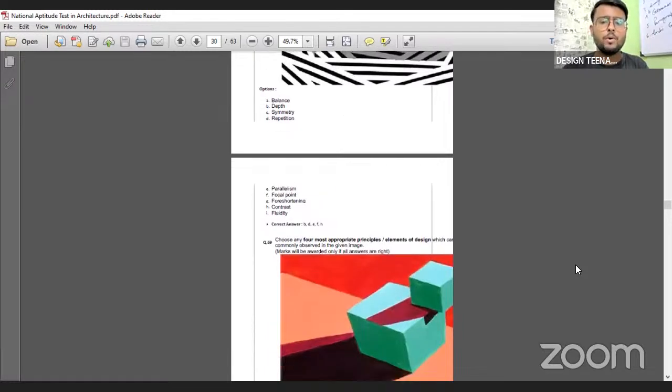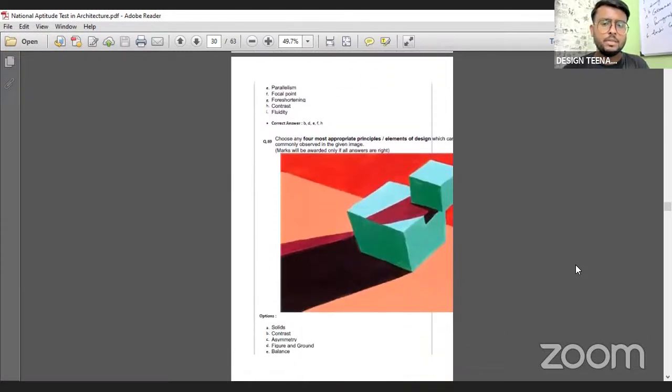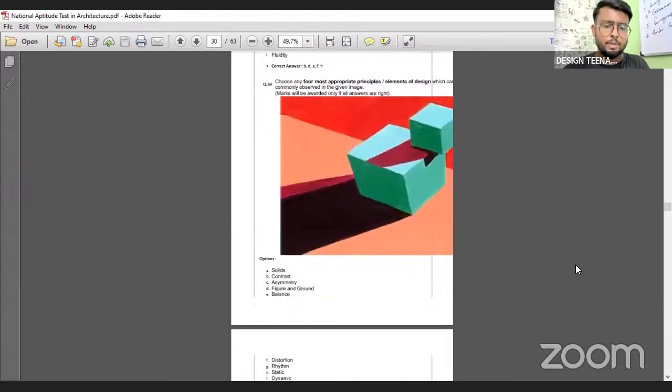What is more dominant over what? Now see, again, we have a next question. 4 important visual principles. I will go below and you guys will tell me what are the ones. Quickly.